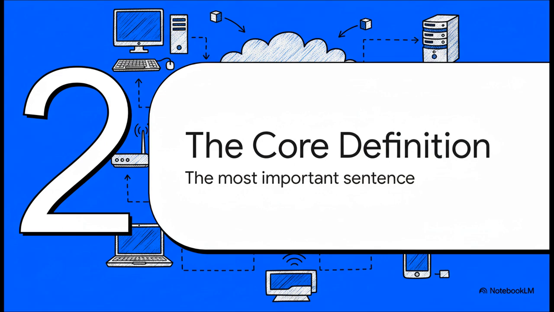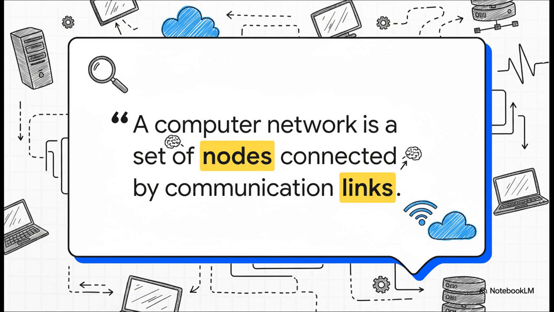We're about to look at the single most important sentence that defines what a computer network even is. Seriously, everything else we talk about today is going to branch off from this one core idea. And here it is. A computer network is a set of nodes connected by communication links. That's it. It's really that simple. The two key words you absolutely have to lock in your brain are nodes and links. So let's break those down.